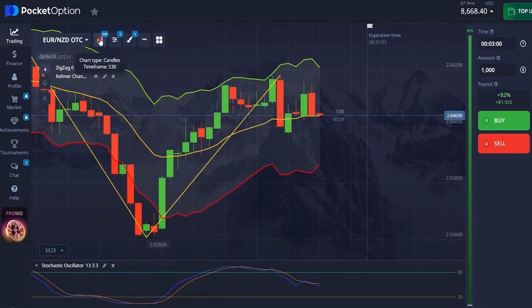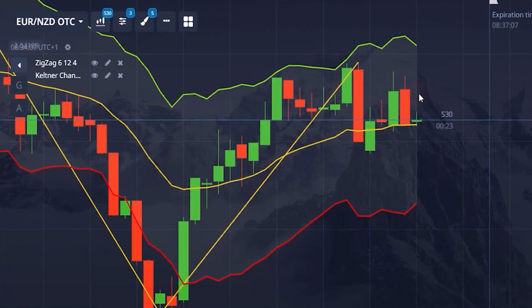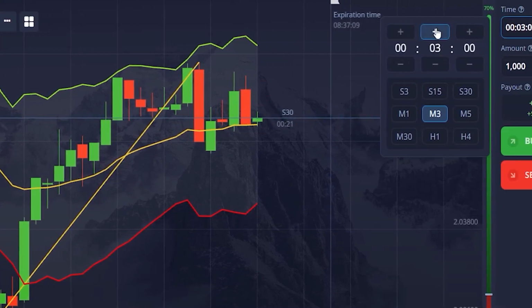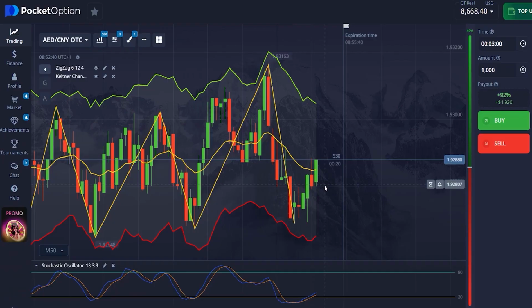So with this strategy, I'm going to be using 30 seconds candle time frame. I'm going to be using the normal Japanese candlestick, and also I'll be using 3-minute expiration time. So right here I found an opportunity for an up position.